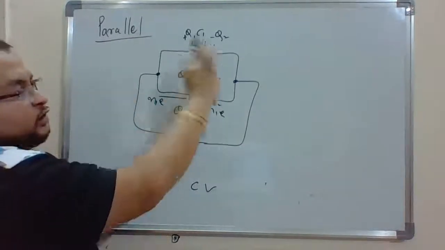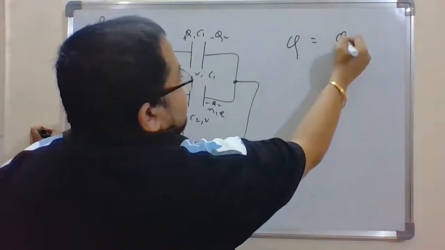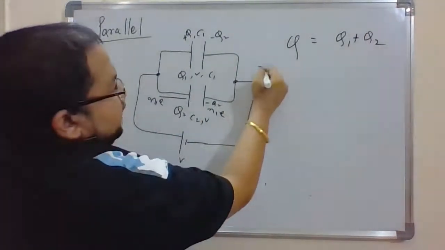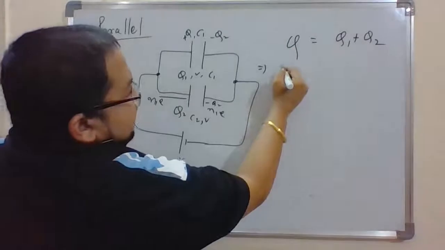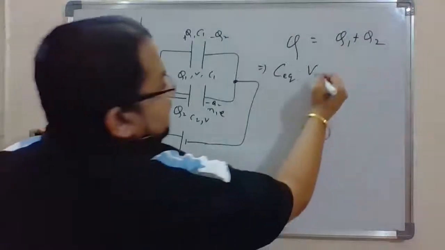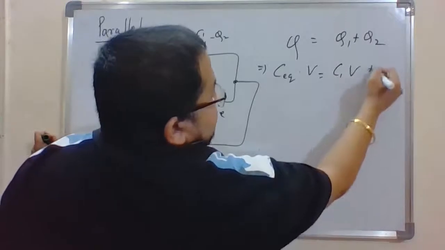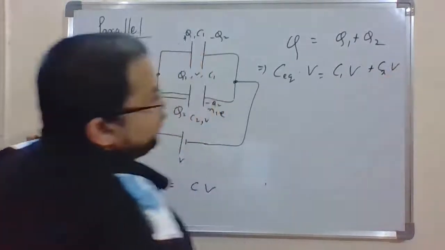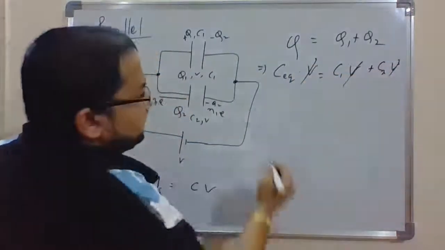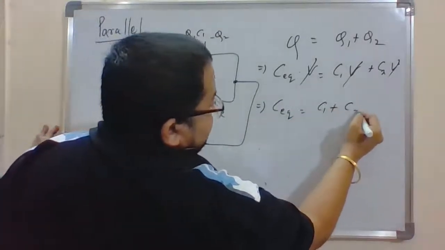Now, as per our conservation of charge, can I say that the total charge Q is nothing but Q1 plus Q2? Let us start putting in the formula. Q is CV, so C equivalent into potential V equals Q1, which is C1 into V, plus Q2, which is C2 into V. Why V? Because we saw the potential across all of them is the same. So V gets cancelled, and C equivalent equals C1 plus C2.